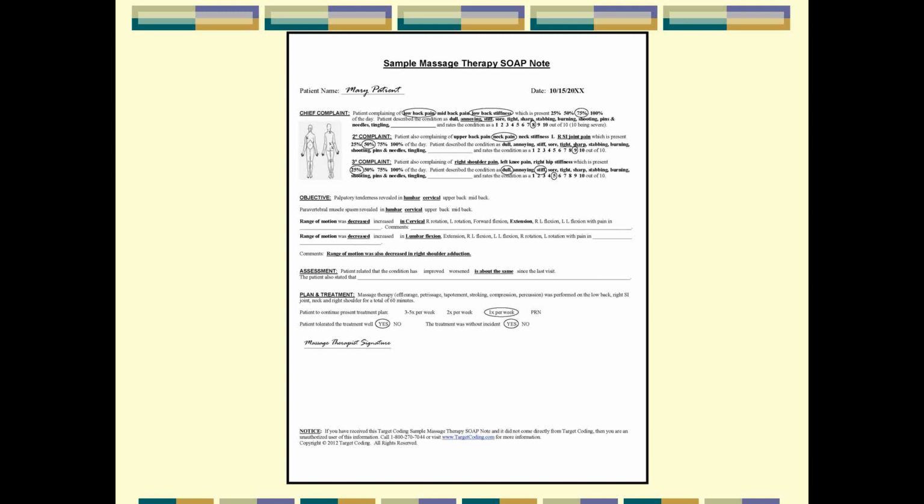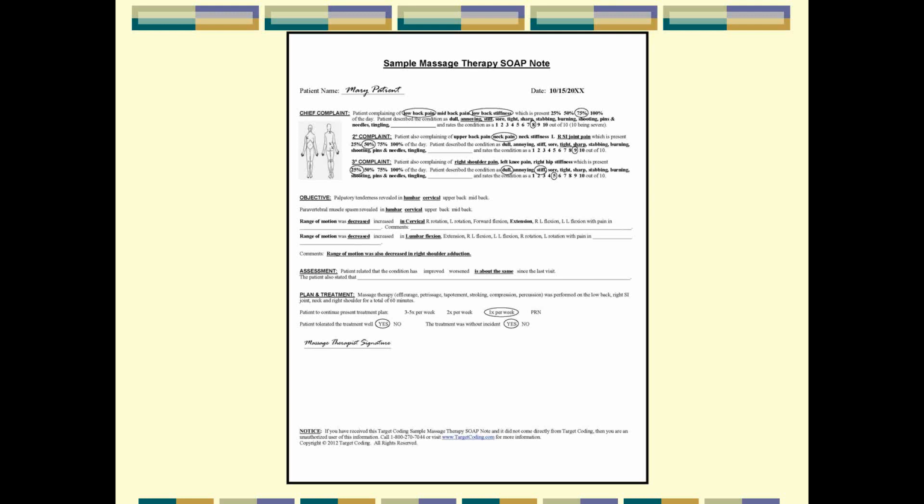The third complaint is right shoulder pain. Rates it a 5 out of 10. It's dull, it's stiff, and feels it 25% of the day. There's tenderness in the lumbar and cervical paraspinal muscles. Range of motion was decreased in right shoulder adduction. Assessment, patient's about the same.